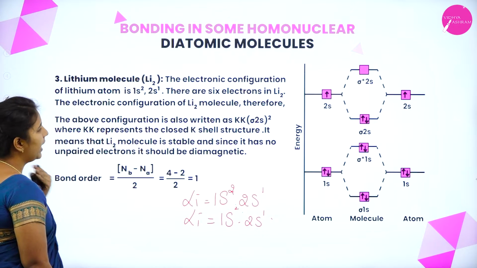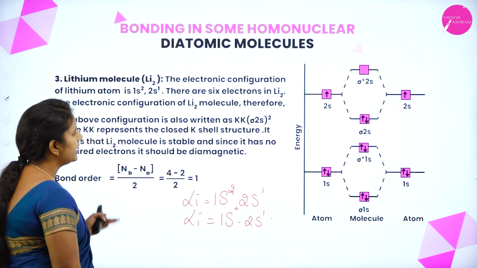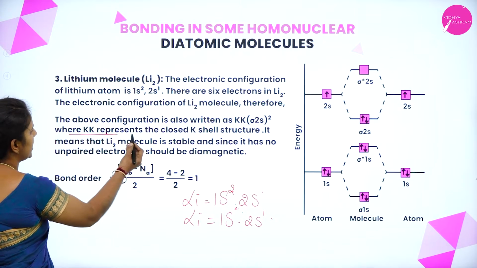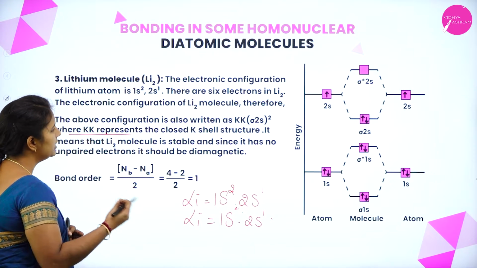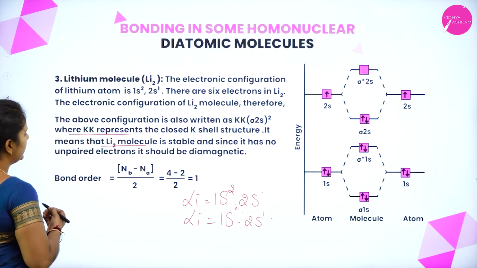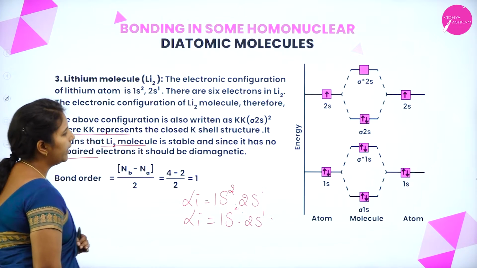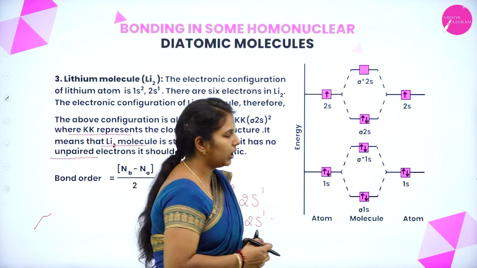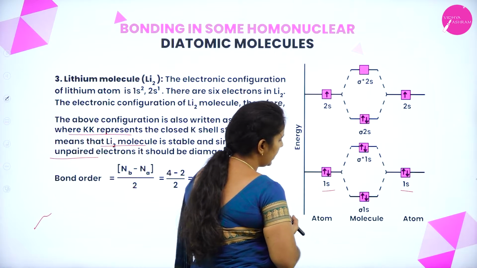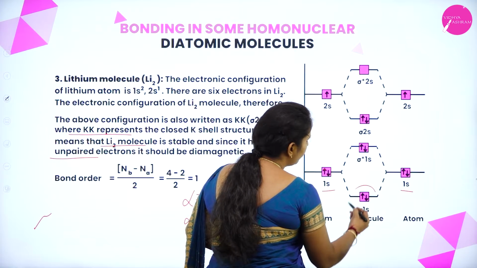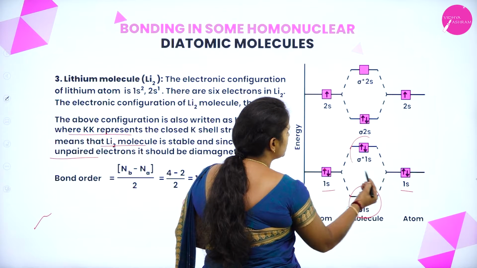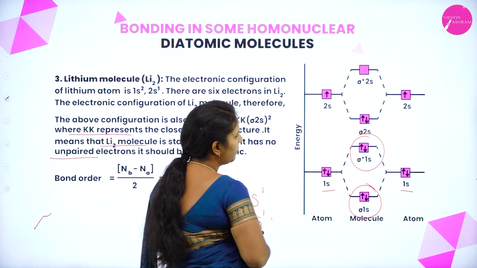So the electronic configuration is also written as KK sigma 2s square, where KK stands for closed K shell structure. It means that the lithium molecule is stable and it has no unpaired electron. How do you say that there is no unpaired electron? You can see that this is a lithium atom and this is another lithium atom which shares 1 electron to form a bonding atomic orbital. When it shares another 1 electron, it also forms an anti-bonding atomic orbital.